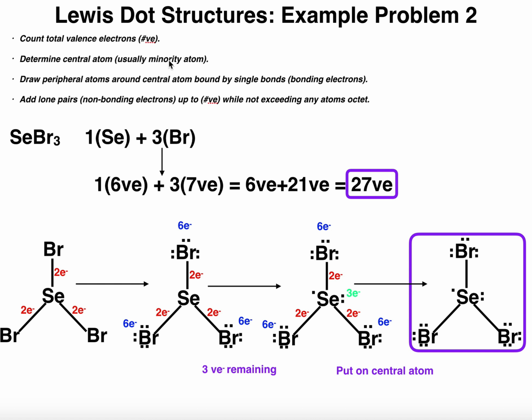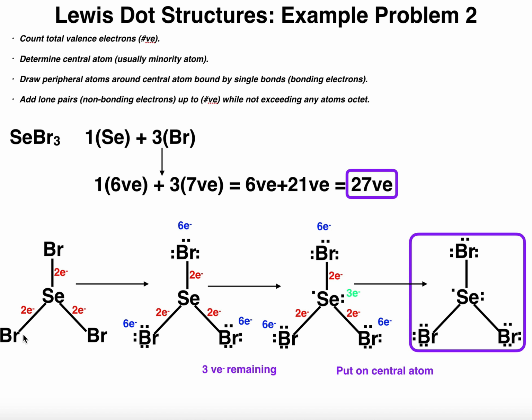Now we'll determine the central atom. And as we talked about in the previous video, the central atom is typically the minority atom. So I've got 3 bromines and 1 selenium. So that probably means the selenium is the central atom, always a good bet. So we're going to draw the selenium right there in the center. And then I'm going to next place all the peripheral atoms around the central atom bound by single bonds. So I'm going to put the 3 bromines around the selenium like this and connect them by single bonds.